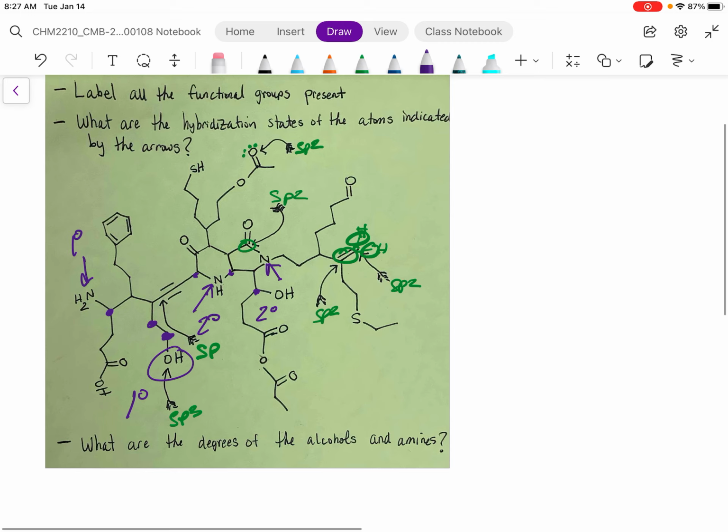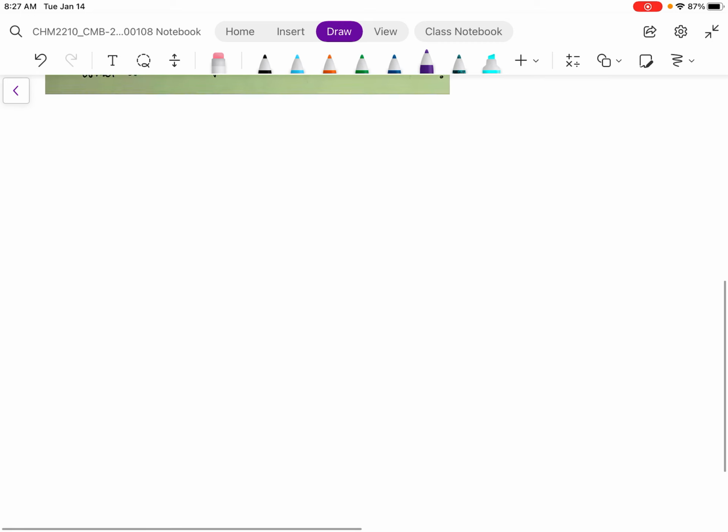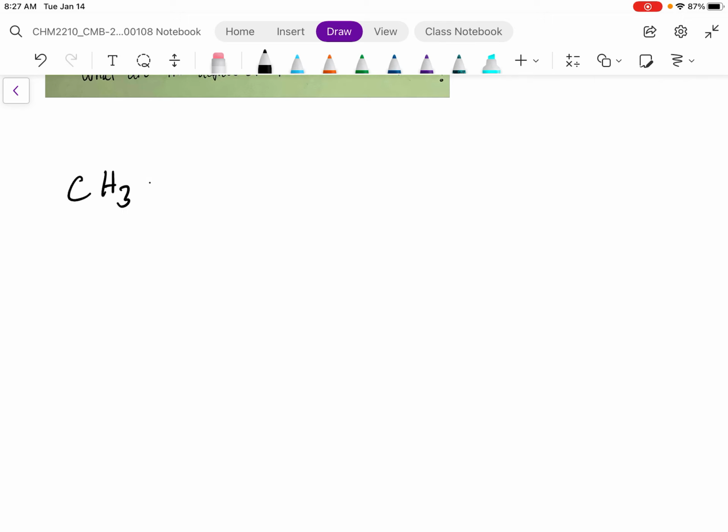Okay, let's take a look at, draw the skeletal structure for this species right here, this condensed formula. So I want you to take that problem, we'll call it problem 1. I want you to draw the skeletal structure, the zigzag.